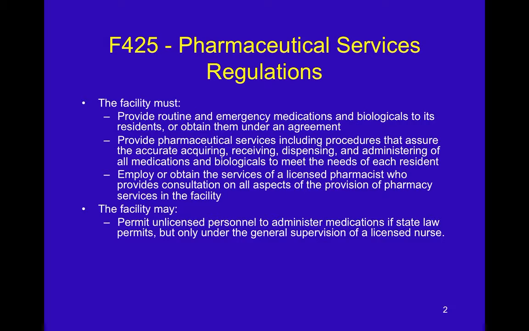is required to do the following things. Key one is provide routine and emergency medications to its residents so that if something is needed, it has to be given in an adequate period of time, and we'll talk about what actually means emergency. They also need to provide pharmaceutical services, and those are things such as dispensing and administering of all medications to the resident. It is their requirement by being a nursing home that takes Medicare patients and Medicaid patients.